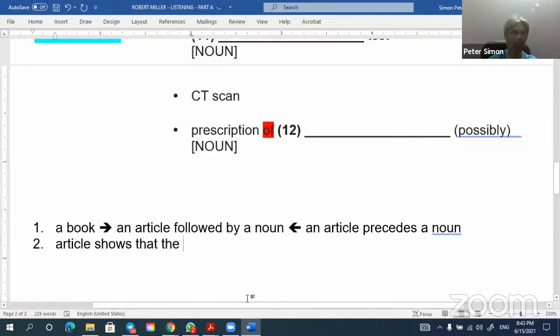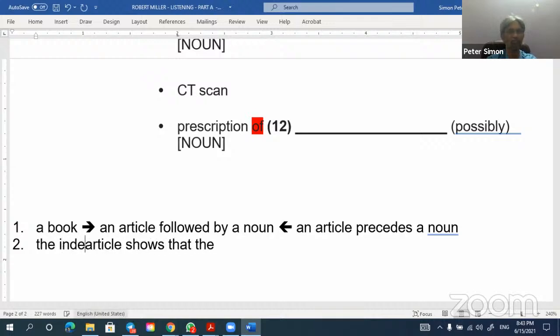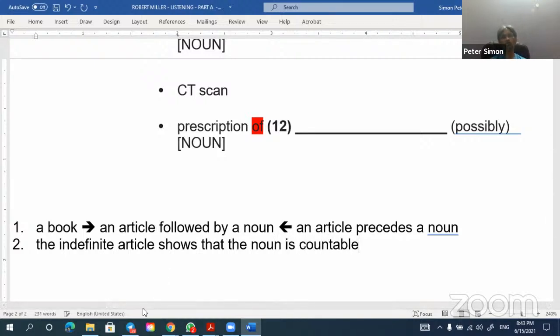Number two: the indefinite article, not the definite article, shows that the noun is countable. So rule number two, the indefinite article shows that the noun is countable. If there is "a", that means you can count. "A" means singular. So next one, rule number three.